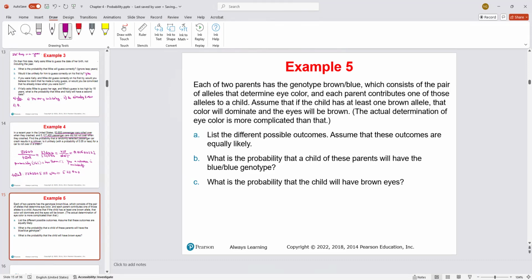But what we're going to do first is list the different possible outcomes. We have two parents, right? The child may have both alleles brown, or brown and blue, right? It may be brown-brown, or brown-blue, or blue-brown.